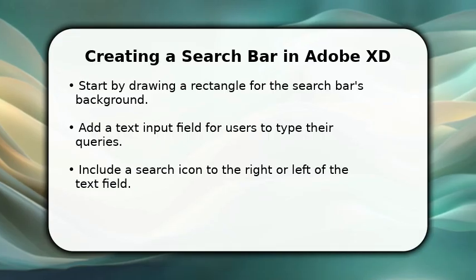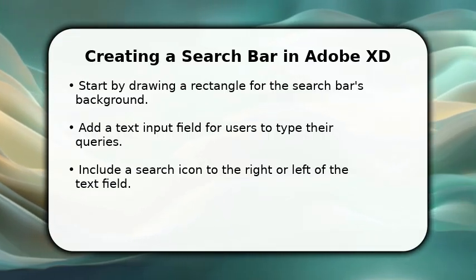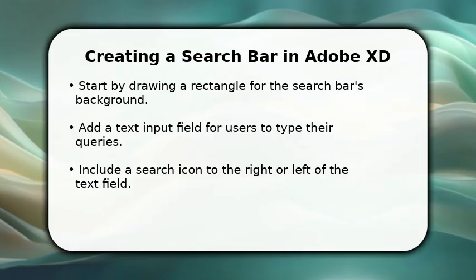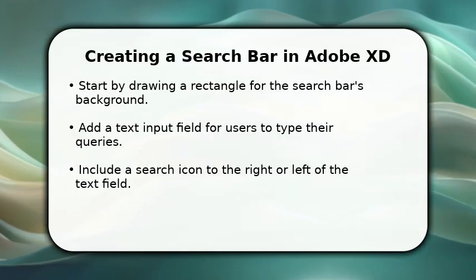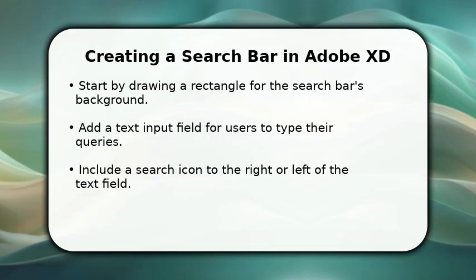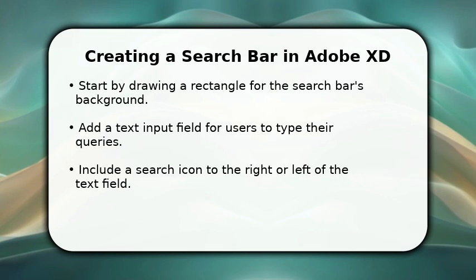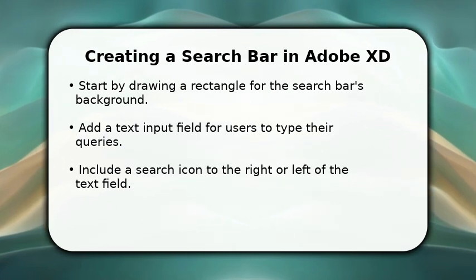Next, place a text input field inside this rectangle, allowing users to type their search terms. Don't forget to add a clear search icon, like a magnifying glass, usually positioned on one side. Finally, group these three essential components together to form your basic search bar structure.